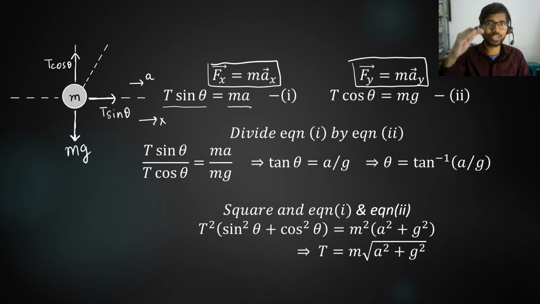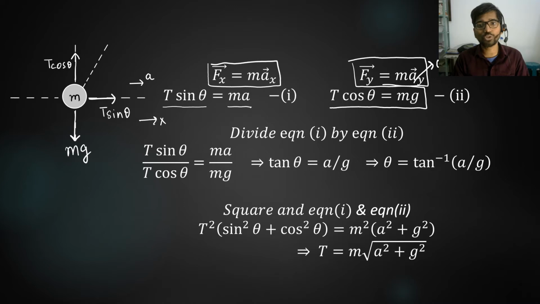In the y direction, as you can see, the cart is moving in the horizontal direction. The bob is hanging. Therefore, there is no motion in the vertical direction of the bob. Therefore, Fy equals may, but acceleration in the y direction is 0. Therefore, we will have T cos theta equals mg. We call it equation number 2.